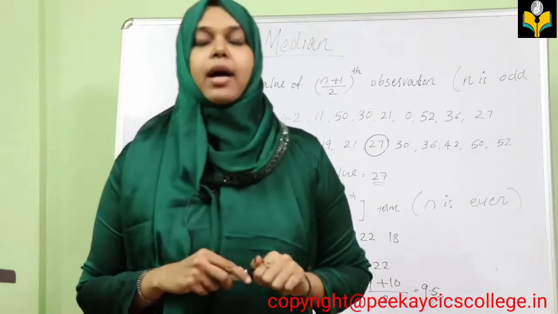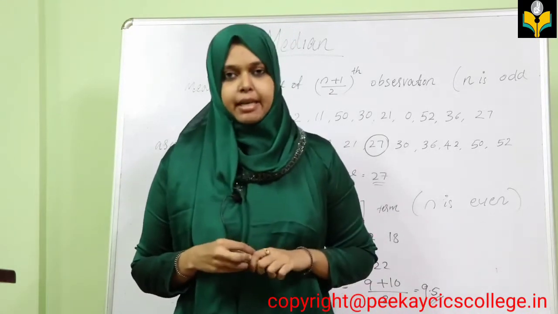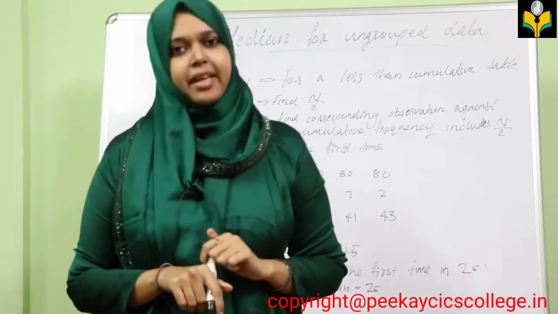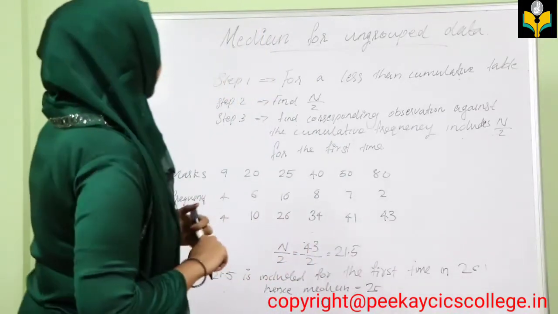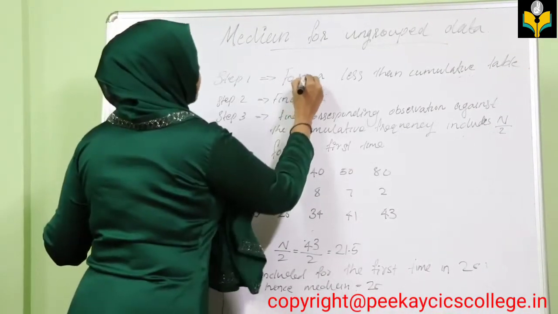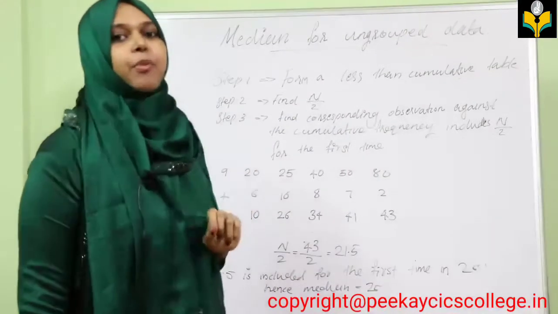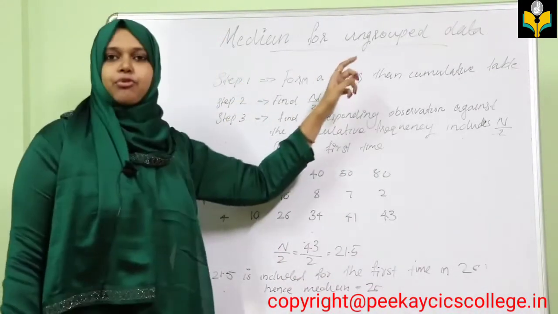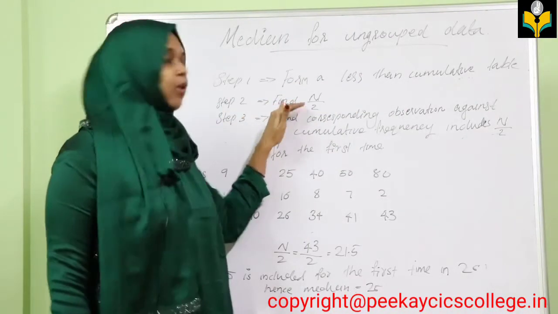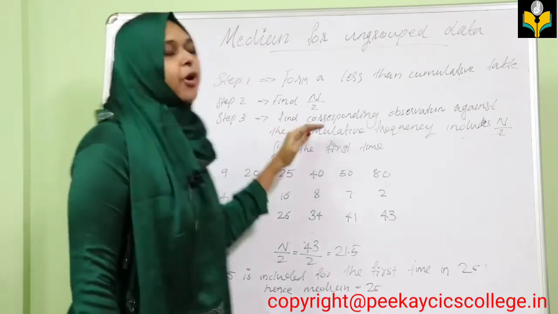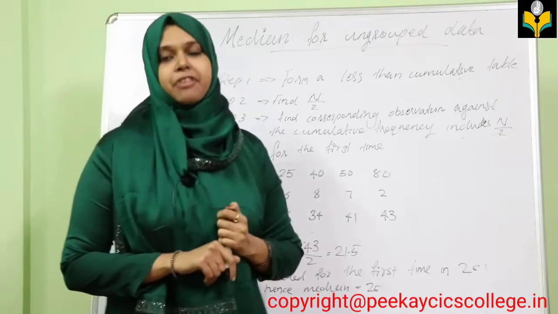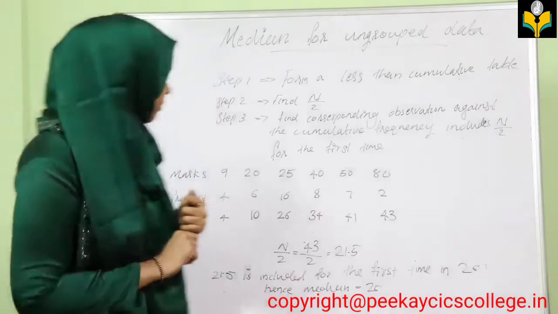Now let's see what is the median of frequency data, ungrouped data. So now let's see how to find the median for ungrouped data. The first step is to form a less than cumulative table, and I will show you how to find it. The next step is to find n by 2, and we have to find the corresponding observation against the cumulative frequency that includes n by 2 for the first time. So let's do one problem.